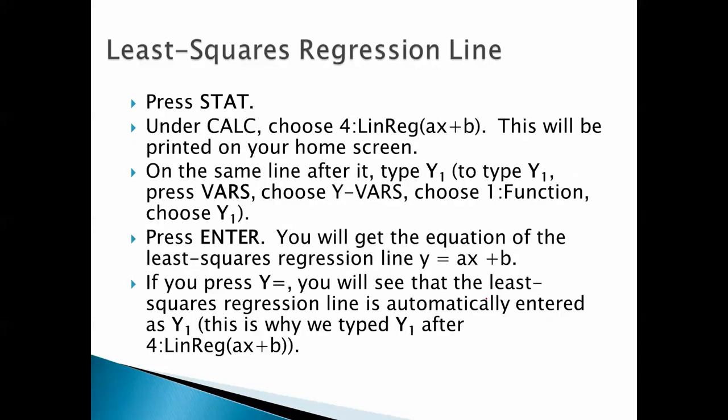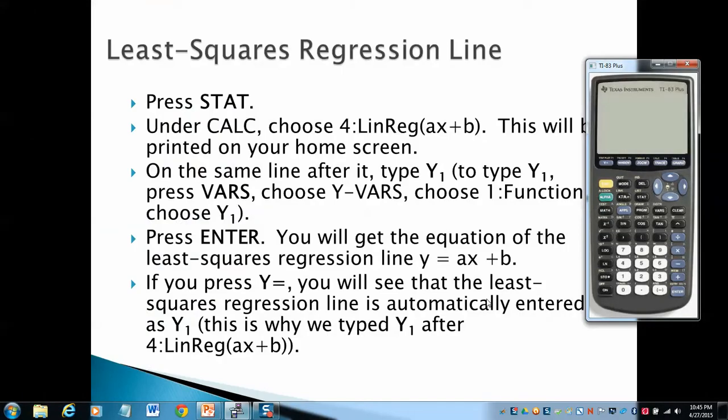Okay. So now, here's how we're going to enter the least squares regression line. So press Stat. And then under Calc, we need to go to Calc, choose 4, and that's linear regression AX plus B. And so it's going to print it on your home screen. Now on the same line after it, type a Y1. This is a little tricky, but here's how we type a Y1. We press vars, then yvars, and then function. So we need to choose function 1. And then Y1, enter.